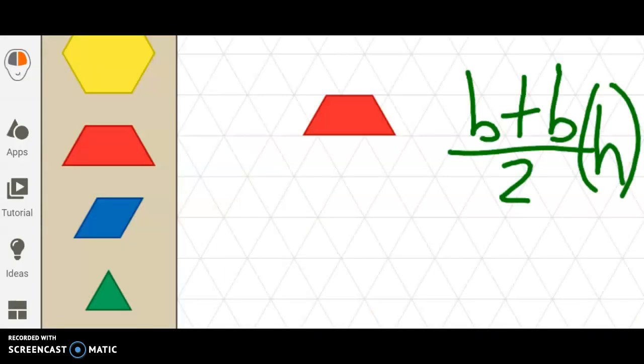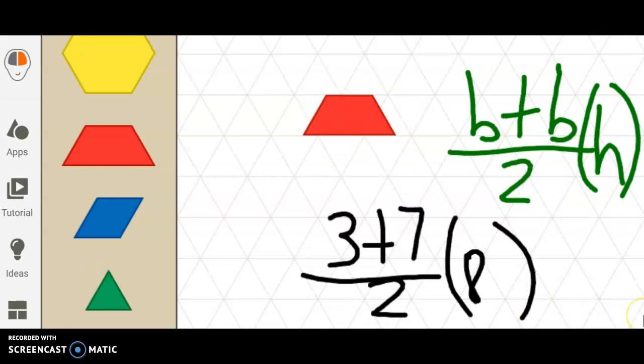Now the formula for a trapezoid is a little bit different. We take our top base and we add it to our bottom base. And then you can see that little triangular area. We're going to divide that all by 2, and then we're going to multiply it by its height. So when we're figuring out the area for a trapezoid, we take our base plus our base, divided by 2, and we multiply it by our height.